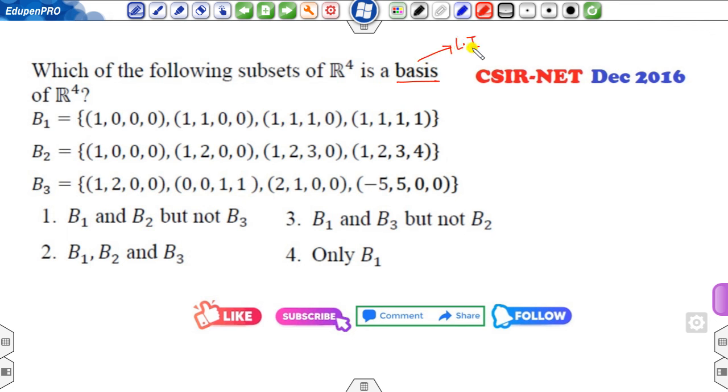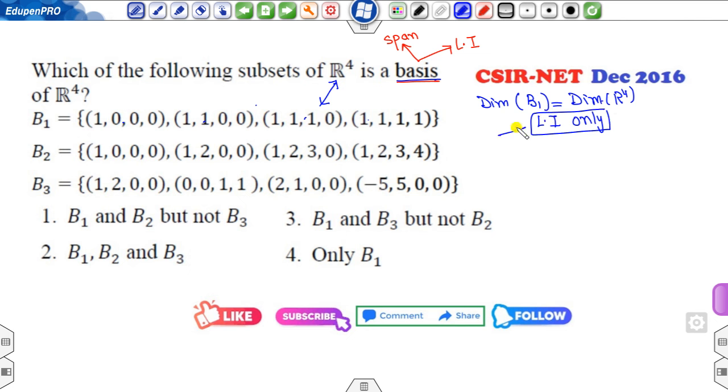Which of the following sets is a basis? Basis means you have to prove LI and check the span. Now, what is the dimension? 1, 2, 3, 4. So the dimension of B1 is the same as the dimension of R⁴. So for the basis, you have to check only LI. Similarly, for B2, the dimensions are the same. Again, you need to check only LI.